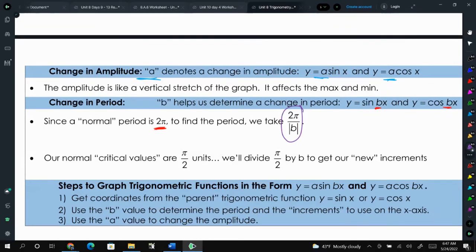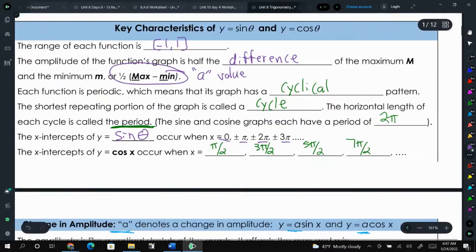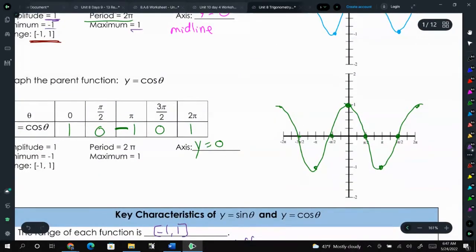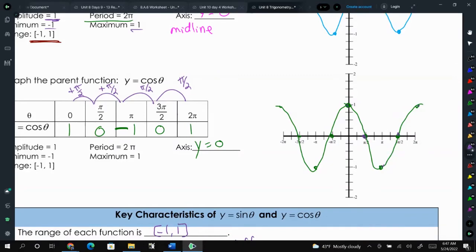And our normal critical values are pi over 2 units apart. So if we divide pi over 2 by b, that will give us our new increments, or what we're going to go up in the x-axis by. So here we went up by 0, pi over 2, pi, 3 pi over 2, 2 pi. Each time we were adding pi over 2 to the x values. Those were our increments. You can see from our dots on the graph that at each point we went pi over 2 in the x direction.